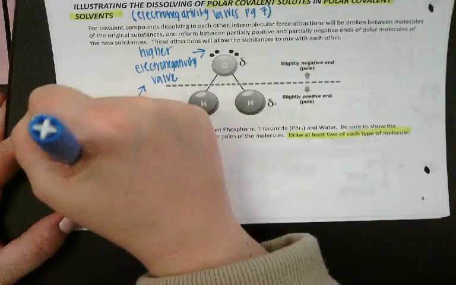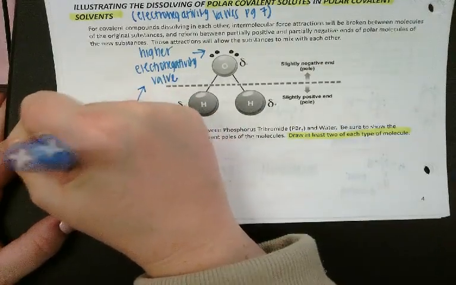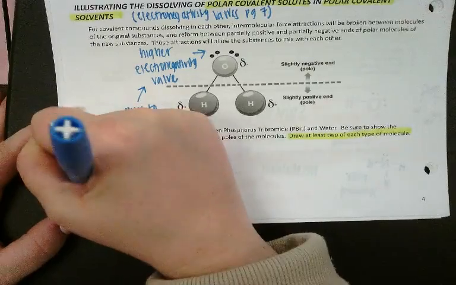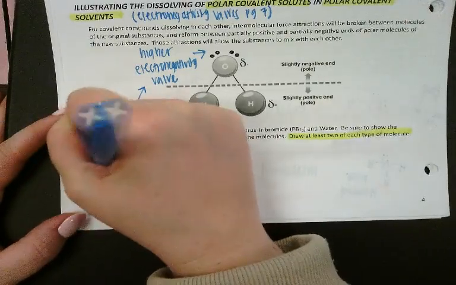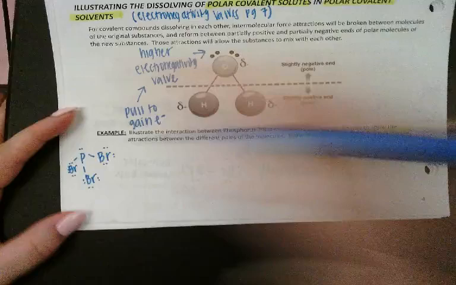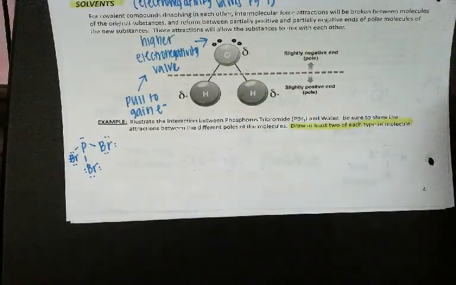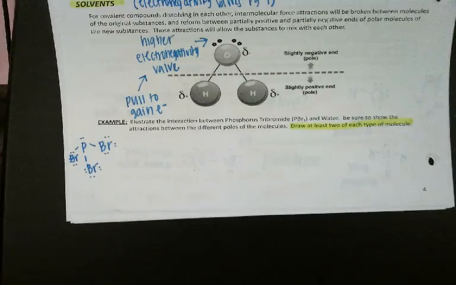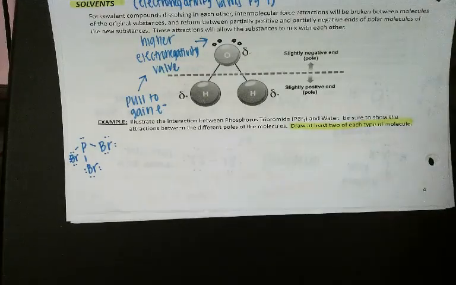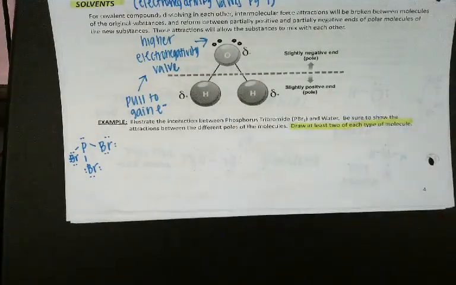So first I'm going to draw phosphorus tribromide. And again, oops, should have given myself more room. We've already drawn this, so it should be familiar. All right. When I am deciding what is more electronegative or not, again, I have 2 things I can look at. I can look at my values, or I can look at my periodic table.